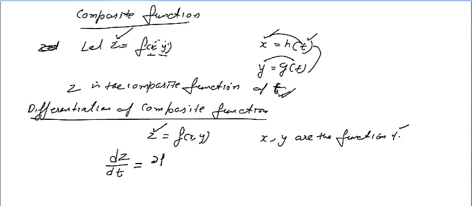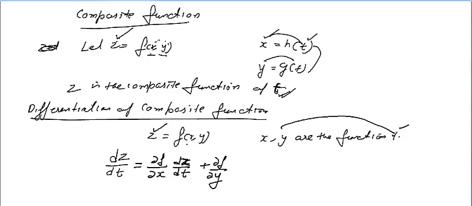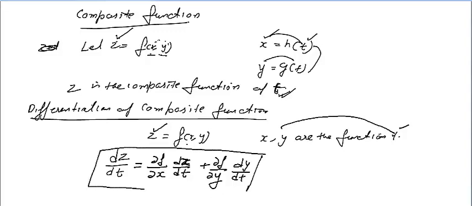You will find the derivative of f, because f is depending upon x. You will find the partial derivative of f with respect to x, and the total derivative of x with respect to t, because x is depending upon t only, plus the derivative of f with respect to y and the derivative of y with respect to t. So this is the formula, this is the methodology, this is the concept of differentiation of composite function.